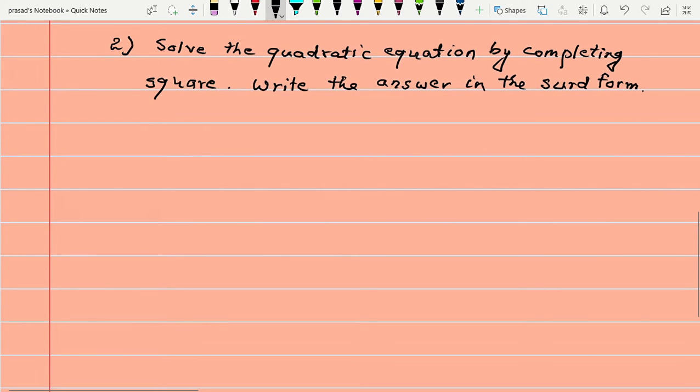So 3x square minus 18x minus 7 equal to 0. So the first step is to take the constant on the right side. So 3x square minus 18x is equal to 7.